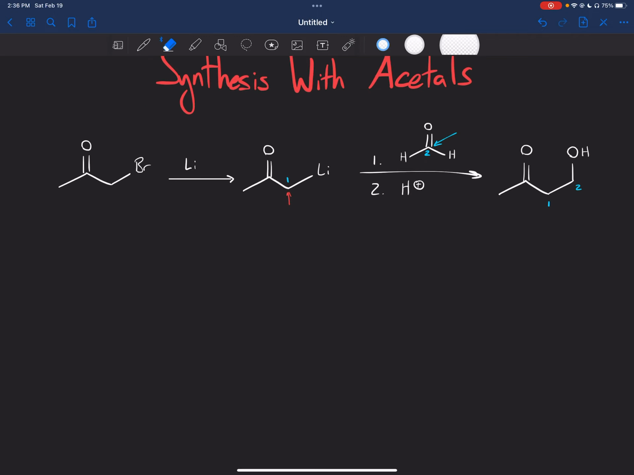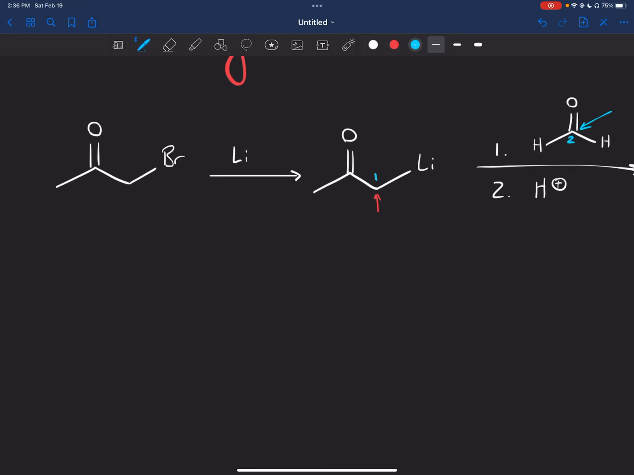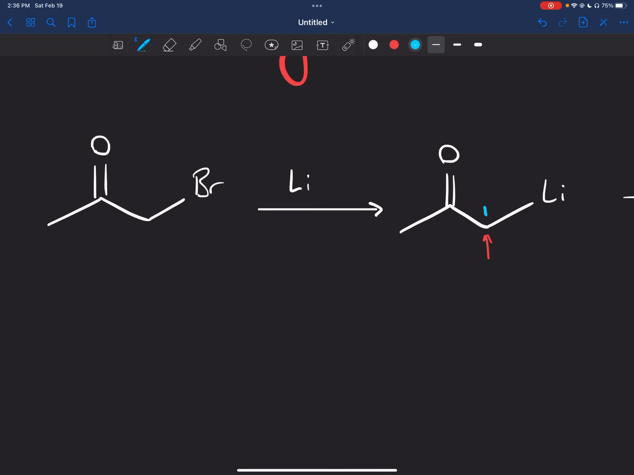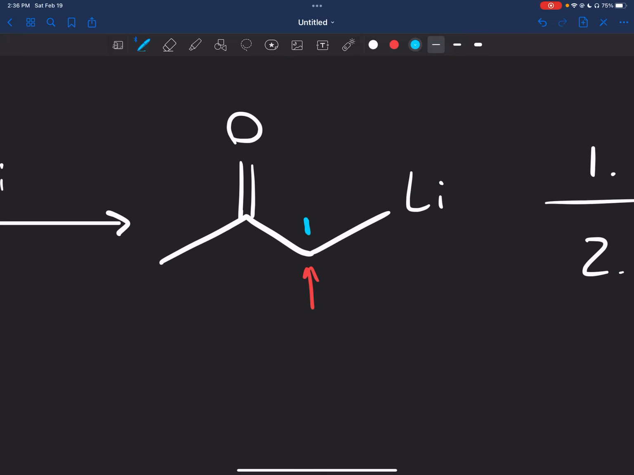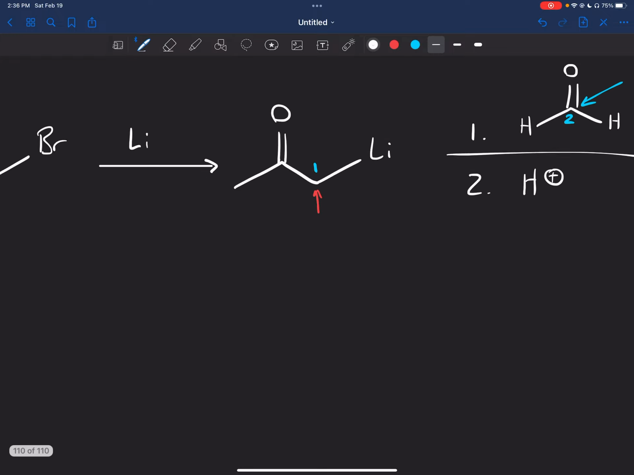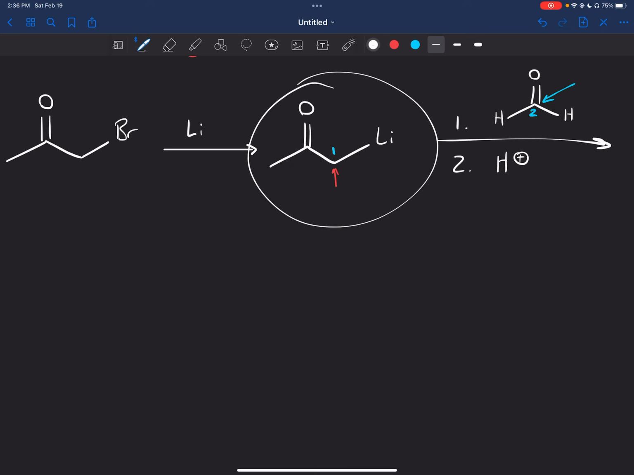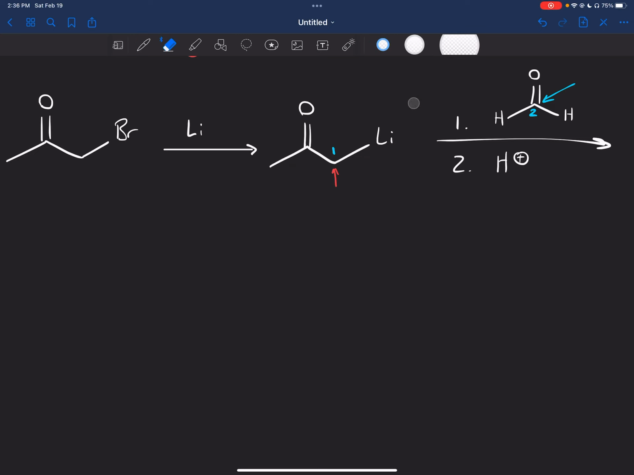Now, this synthesis may look perfectly fine, but there is one small problem. In this first step, when we added a lithium to replace the Br, we now have a lithium with a double bonded O compound. The problem with that is, keep in mind, we have a bunch of this stuff floating around, not just one molecule in your little beaker. And so we have a bunch more of them.